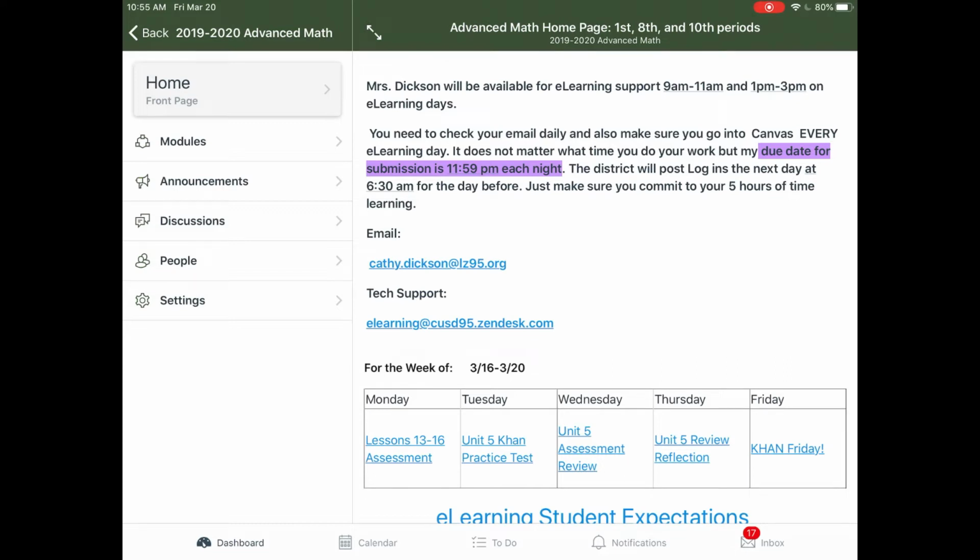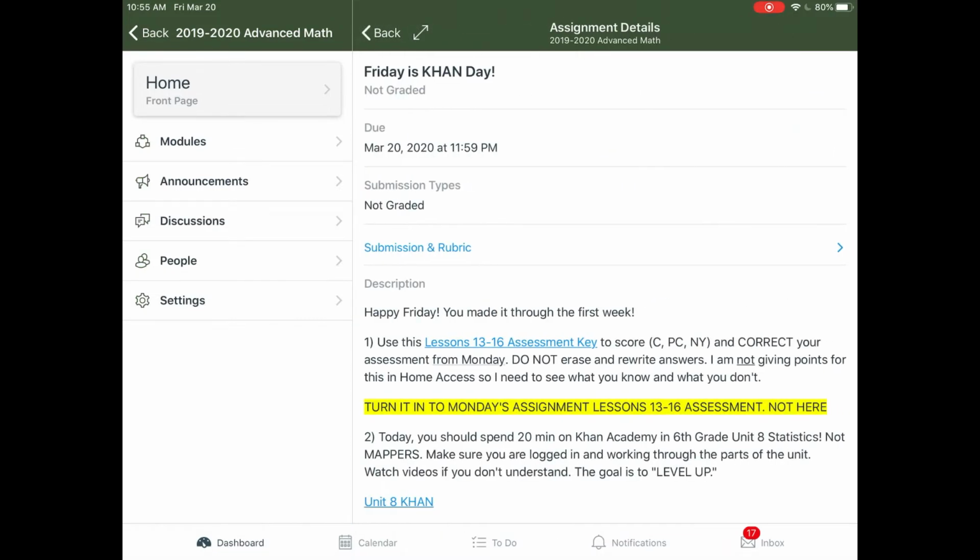So they would have submitted the first attempt, and then I'd be able to look at the second attempt and just see how they did when they scored it. Today is actually Friday. It's taking me a few days to get to do this screen recording. So today I called Con Friday, but the first thing that they're going to do is go back to that lesson 13 through 16 assessment and use this key to score it.